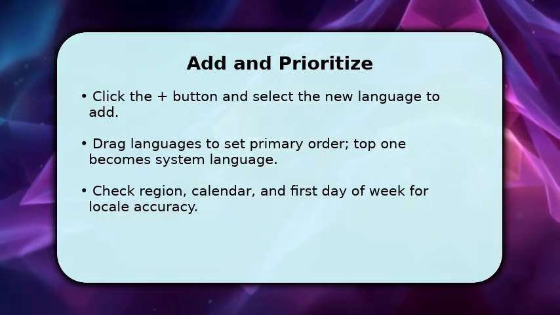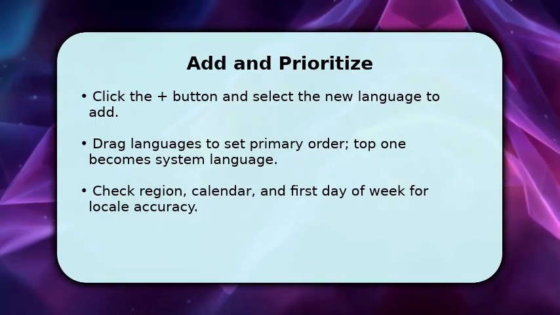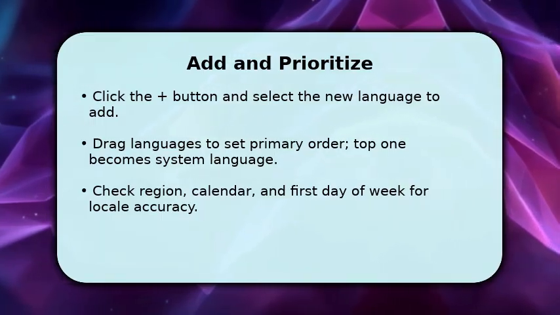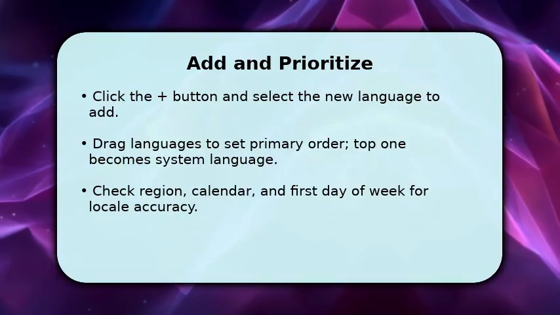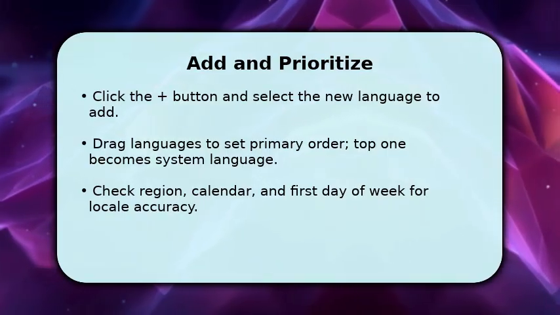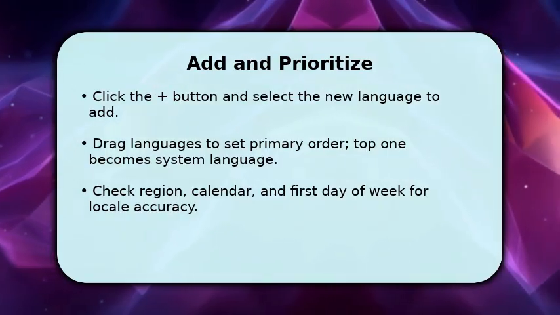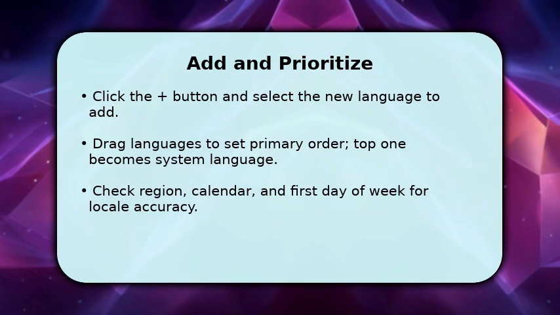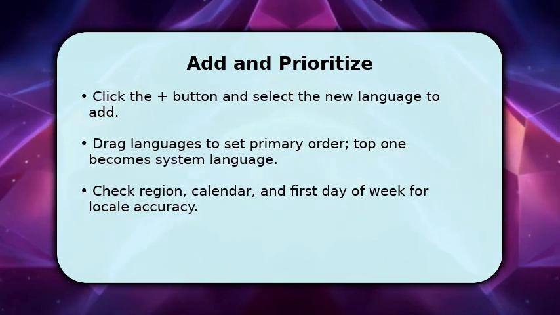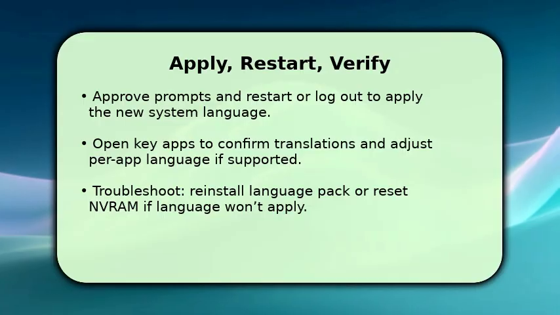You do this because macOS applies language preferences per app and system-wide differently, so prioritizing ensures menus, dialogues, and keyboard suggestions use the new language consistently. Finally, accept the confirmation prompt and restart or log out to apply the change. Some apps require a full reboot to show translated menus.